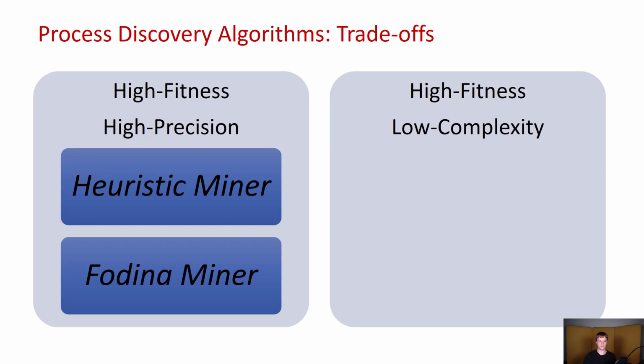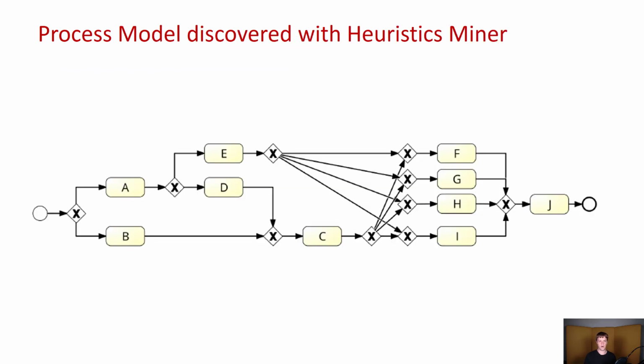So process discovery algorithms have to strike some trade-offs between those quality dimensions while also avoiding overfitting and underfitting. Here are some examples of different algorithms, such as heuristics miner and Fodina miner. Those algorithms are going to produce high fitness and high precision. A model discovered with the heuristics miner might look something like this. It has some gateways in there, it has some choice points, it kind of shows you the structure of the process, but it still allows for behavior that perhaps isn't seen in the actual event log or might not belong to the process.